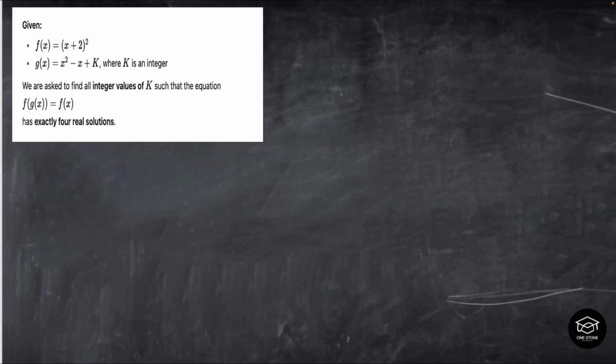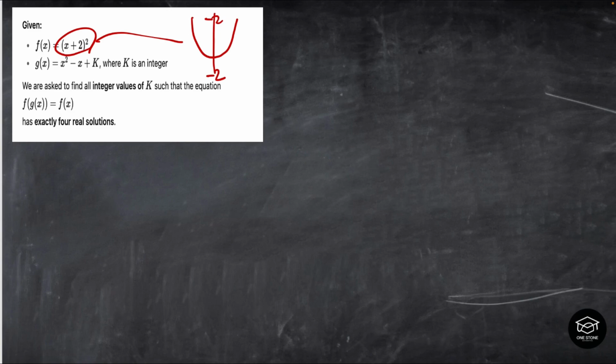Step 1. Understand the equation. Let's break down what it means for f(g(x)) to equal f(x). We know that f(x) is the square of (x + 2). In mathematical terms, it's a quadratic function, a parabola. And this particular parabola is symmetric about the vertical line x = −2, which is its axis of symmetry.